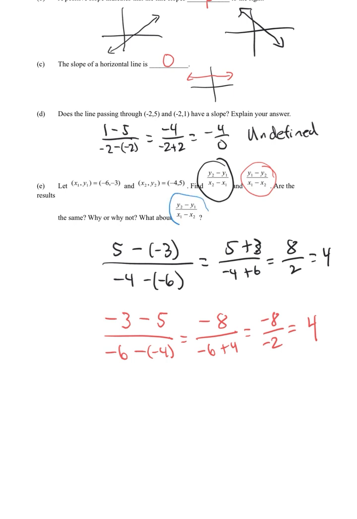However, this last one is where you get in trouble if you mix and match. So don't mix and match. Here we'll show you why. If I do y2, which is 5 minus -3, but then this time I go to the first x coordinate, -6 minus -4. In that case, you would get 8 over -2, which would be -4. That one would be incorrect. So you can subtract in either order, but you just have to be consistent. You can't mix and match.